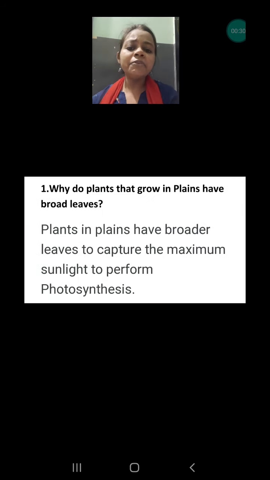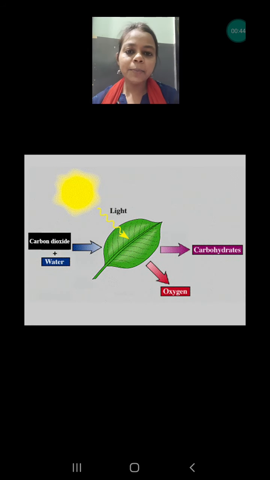Our first question is, why do plants that grow in plains have broad leaves? Remember when I was discussing the deciduous plant, I told you these types of plants have a broad surface. Why do they have a broader surface? Because the broader the surface, the more sunlight will be trapped. You all know how important sunlight is for a plant to make food. The more sunlight there is, the more nicely the photosynthesis process will occur, and the more food will be prepared by the plant. So this is the wide surface.